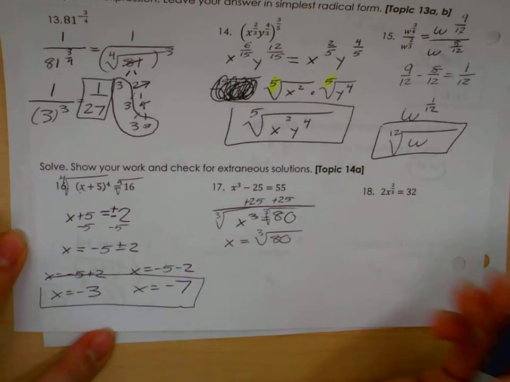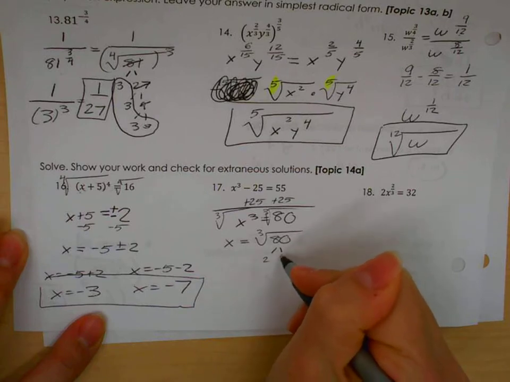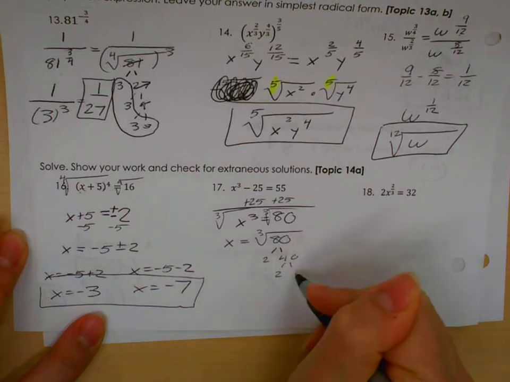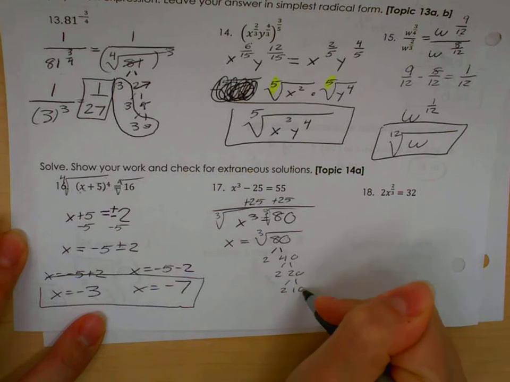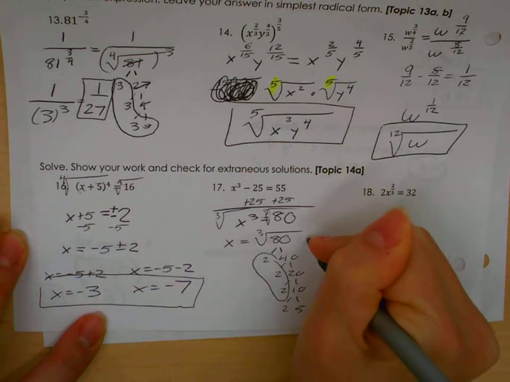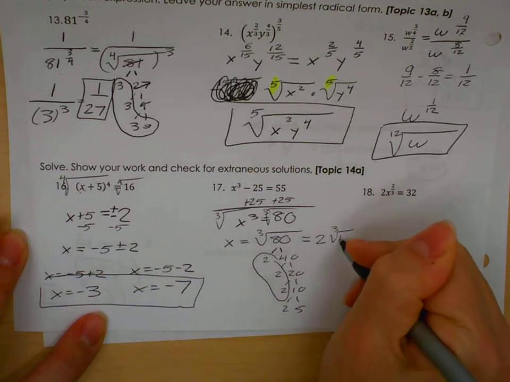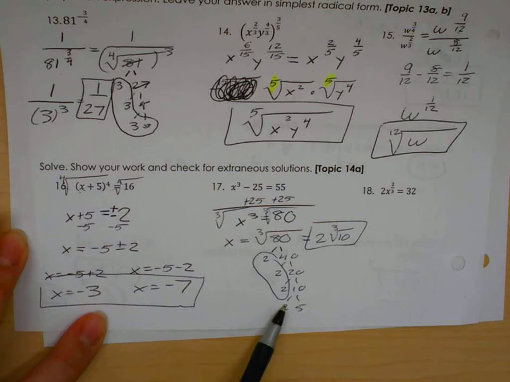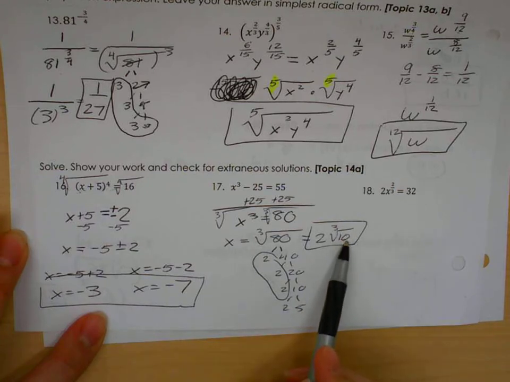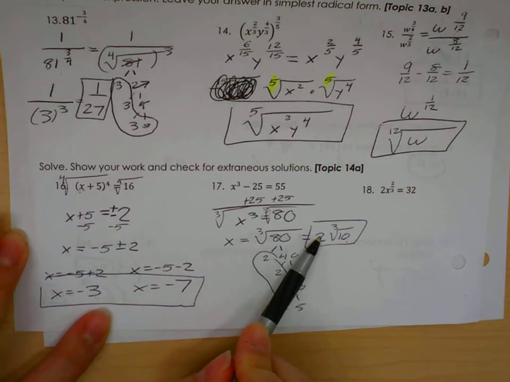I am going to want to simplify that. So we're going to do a factor tree. 2 times 40, 2 times 20, 2 times 10, 2 times 5. And I'm looking for groups of 3. So the cube root of 80 is the same thing as 2 times the cube root of 10. Because I have these two things left over, so I multiply them. That's how I got the 10. And I have one group of 3 that comes out. That's how I got the 2.